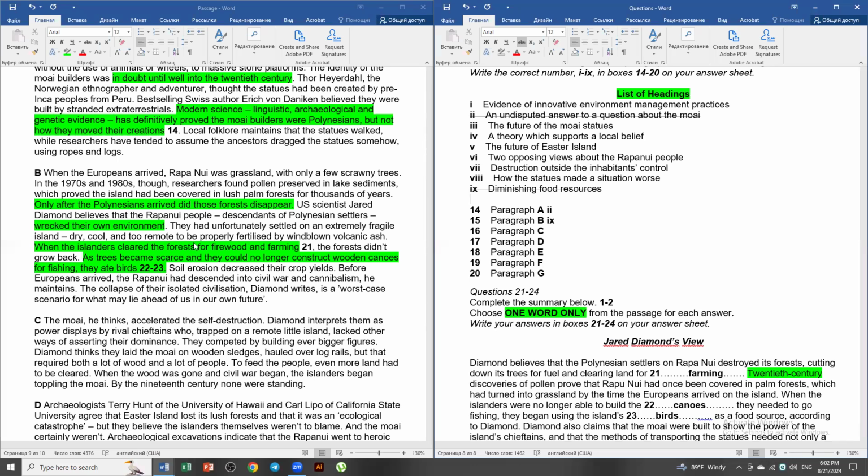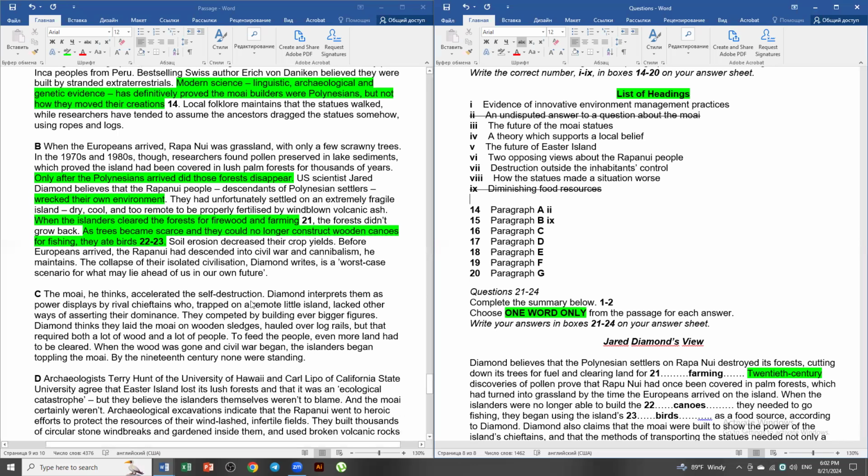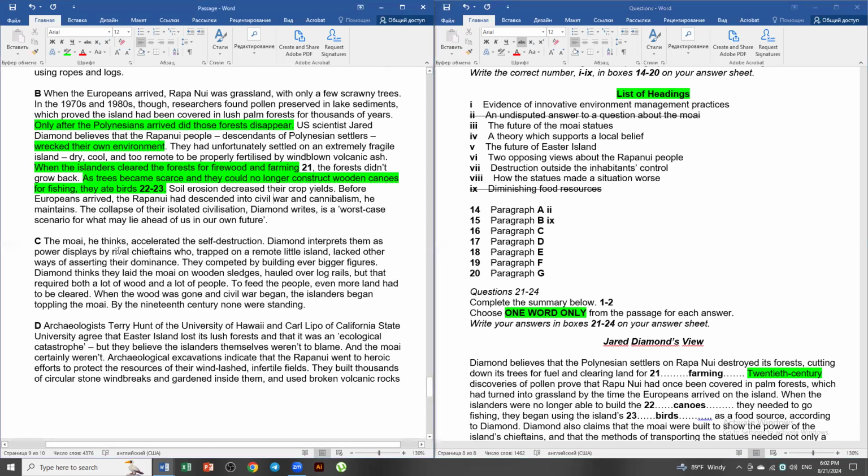All right. So now we will go for paragraph C. The Moai, he thinks, accelerated the self-destruction. Accelerated the self-destruction is another way to say it made the situation worse. So I'm going to give this in advance. And so now if the paragraph emphasizes this, then this is going to be another one. The Moai, he thinks, accelerated the self-destruction.